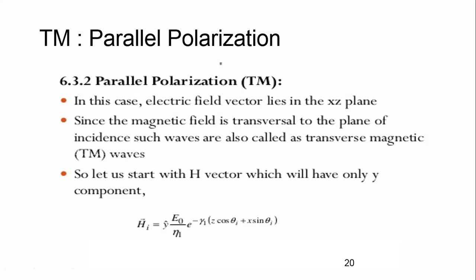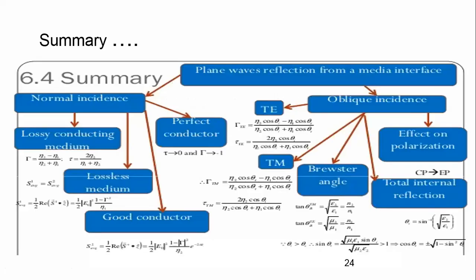In such cases, you can write the expression for the incident magnetic field: HI equals Y into E0 divided by eta, in exponential form. Here you are writing the angle. You need to take care of the angle of incidence when talking about parallel polarization. And this is the last summary sheet.